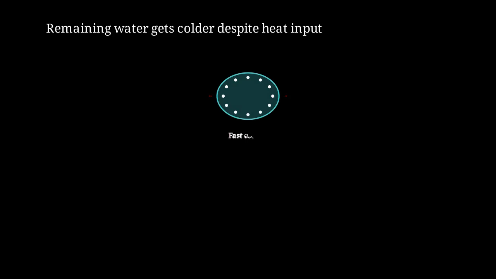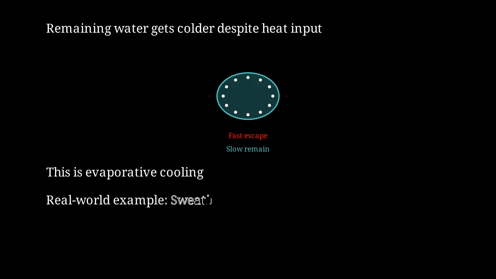The fast-moving molecules escape while slow-moving molecules remain, naturally lowering the average kinetic energy and thus the temperature. This phenomenon is actually evaporative cooling, the same process that cools your skin when sweat evaporates. When you sweat, the most energetic water molecules evaporate from your skin, taking their energy with them and cooling you down. Let's work through some realistic quantitative estimates to see how significant these effects are.